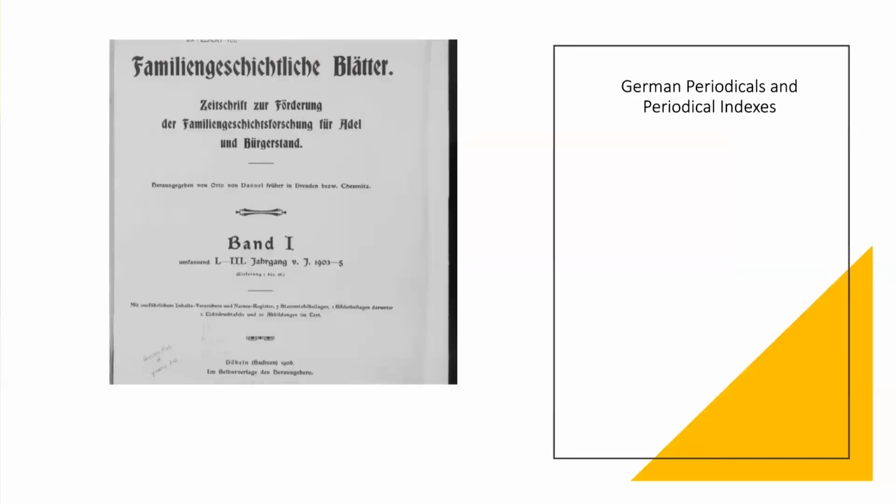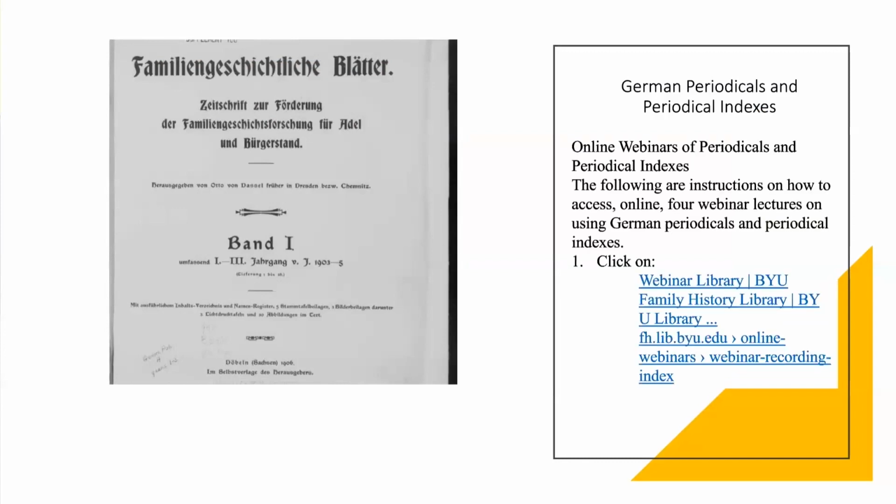Periodicals often provide historical background of places or areas of research, as well as family histories, compiled genealogies, and pedigrees. The following instructions will take you to the BYU Family History website, where there are 4 webinar lectures on using German periodicals and periodical indexes. Included in the lectures are instructions on how to access an online database that lists over 600 German periodicals.